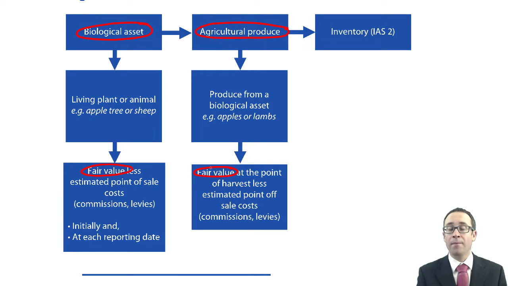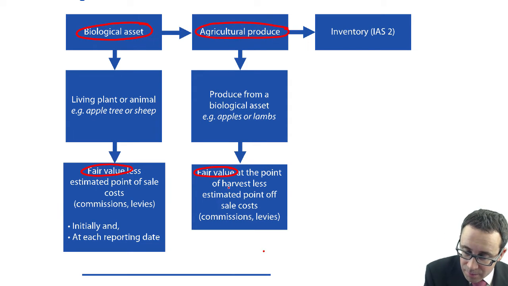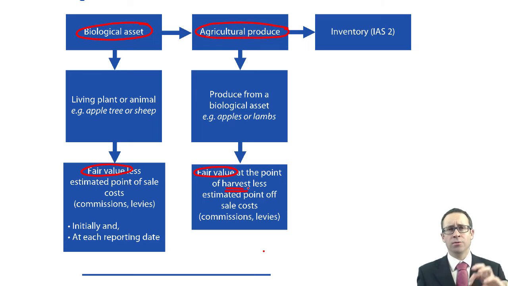Okay, with the agricultural produce, that is where there is the harvest from the biological asset. So when we remove the apple, or when the lamb pops out of the sheep, we look at the fair value at the point of harvest. Once we take the apple off, what's the value of the apple? When we have a newborn lamb, we look at the value of that lamb. Again, less estimated point of sales cost. Again, the same commissions and levies.